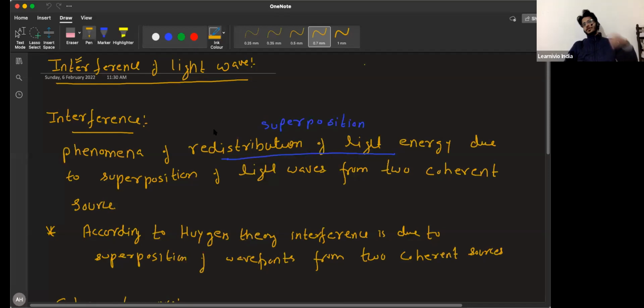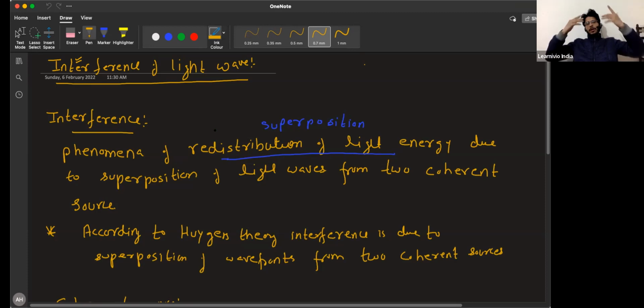See, what is interference of light? Interference of light is just superposition of light waves from two sources. Let's say you have two bulbs. Light is coming from these two bulbs. The light waves from the two bulbs will superimpose each other and will give rise to a pattern which is known as interference. The superposition is very common.